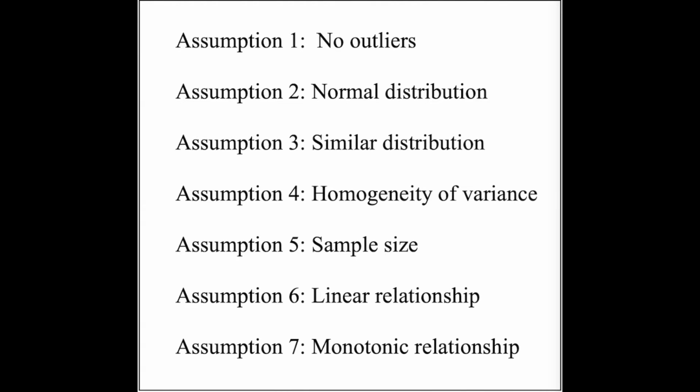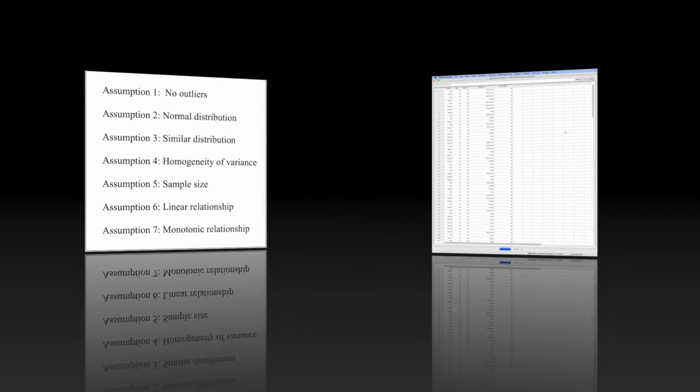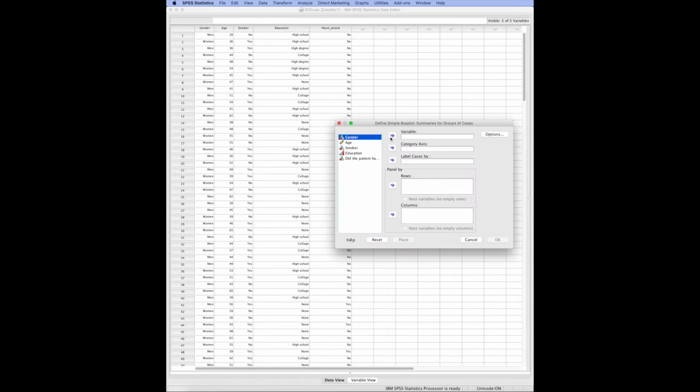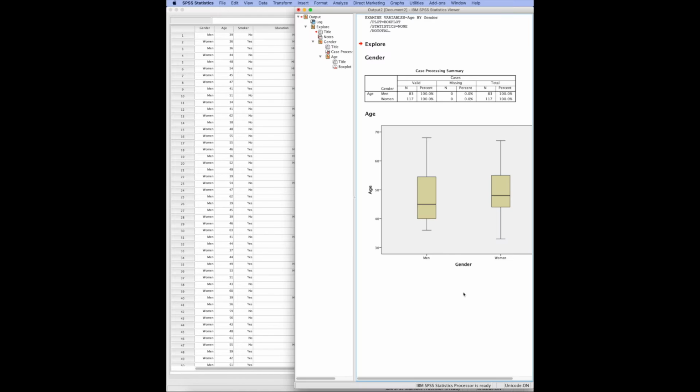Assumption 1. No outliers. Outliers are simply the extreme values, tested visually via box plots. Draw a box plot from graphs. Outliers are the points, observations, that are more than 1.5 box lengths from the edge of a box plot. Note that the presence of few outlier points is okay.